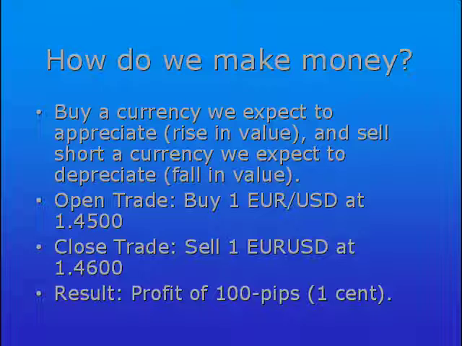Now how do we make money? We buy a currency we expect to appreciate or rise in value and sell short a currency we expect to depreciate or fall in value. For example, if we were to open a trade buying one euro-dollar at 1.4500 and close the trade at 1.4600, the net result would be 100 pips of profit, or 1 penny.